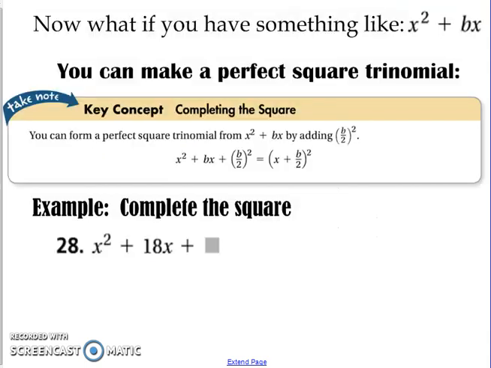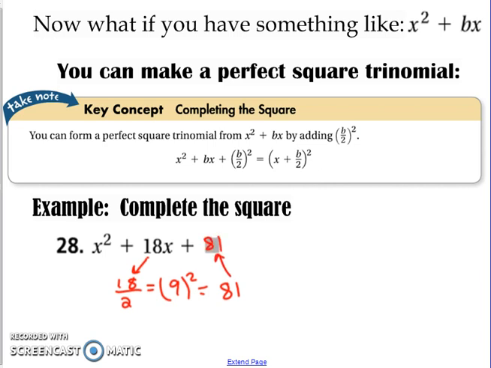So what if you have something like x squared plus bx? You can make a perfect square trinomial from two things. So that's called completing the square. So basically what you do is you take your b term. So in this case, it's 18. You divide your b term by 2. So that gives me 9. And then you square it, which gives me 81. So 81 is the missing number.